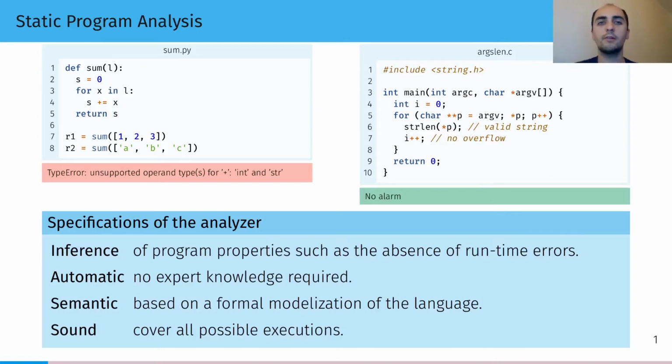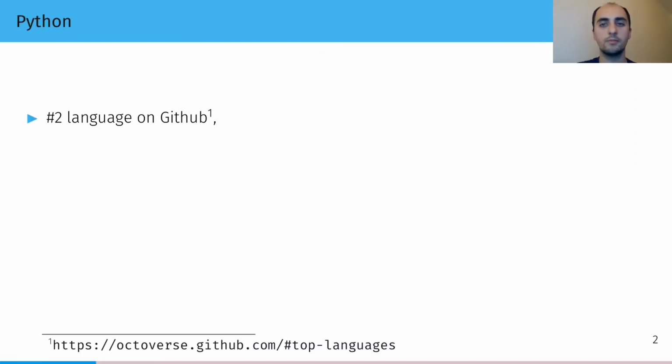So we'd like our analyzer to perform an inference of program properties, and here we target runtime errors. We want our analyzer to be automatic so that no expert knowledge is required to run it. We want it to be semantic, so based on a formal modelization of the language. And we want it to be sound so that it covers all possible executions.